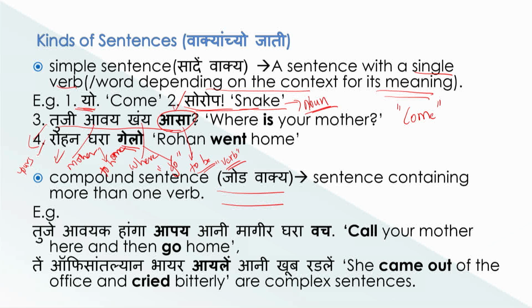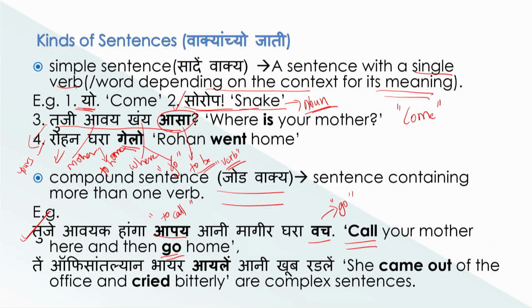So for example, तुझे आवयक हांगा आपय आणि मागीर घरा वच. Call your mother here and then go home. In this sentence, there are two verbs. Apay is to call. Vach is to go. Call your mother first and then go home. So here, both are verbs. So a compound sentence has more than one verb. So in this sentence there are two verbs.